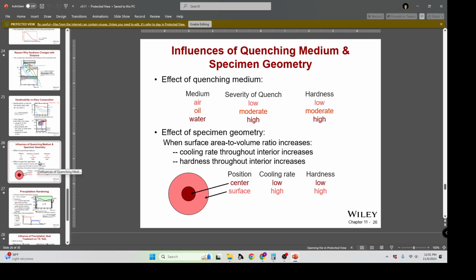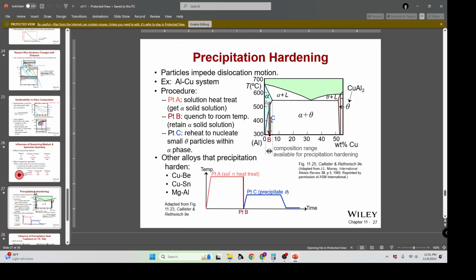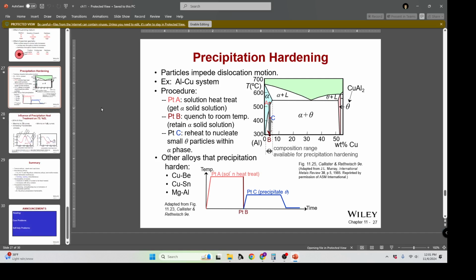So the influences of quenching media change. Air is a low speed quench, oil is medium speed, water is high speed, and depending on what happens, the cooling rate at the center is always going to be slower than the cooling rate at the edge. The bigger the difference there, the higher the internal stresses you add to the process.